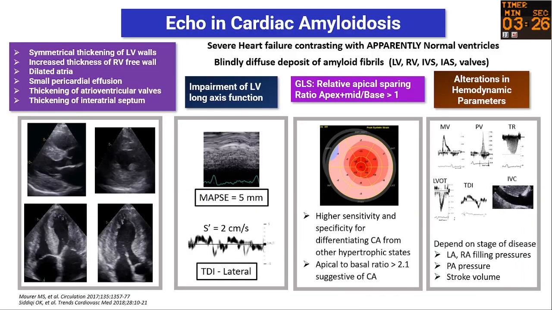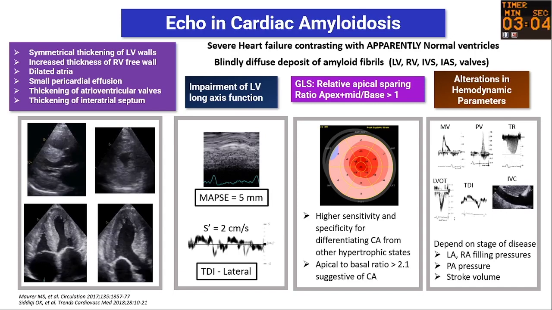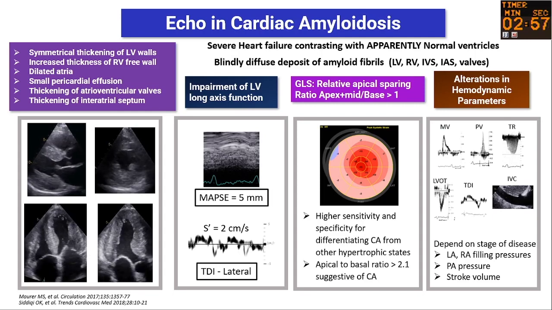Now, I cannot talk about echo, I can talk for 2 hours. I will summarize on one slide all the signs that you need to know in cardiac amyloidosis. It's severe heart failure, restrictive physiology with apparently normal ventricles, diffuse deposit of the amyloid fibril everywhere: LV, RV, IVS, valves. Impairment of the LV long axis. Remember, this is very important. When you have small S wave, small MAPSE, and you have a low GLS, all these signs have a good sensitivity and specificity for differentiating cardiac amyloidosis from other types of hypertrophic disease.